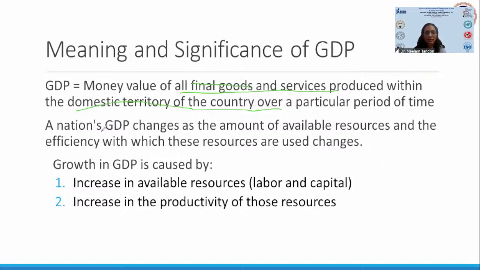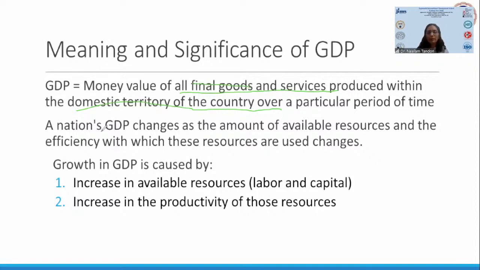These are the two factors, and the other is productivity. Obviously, if you have more trained people, more skilled people, and higher and better technology, it can help you go for higher production. So the GDP of the country will increase. So I hope it is clear to all of you.